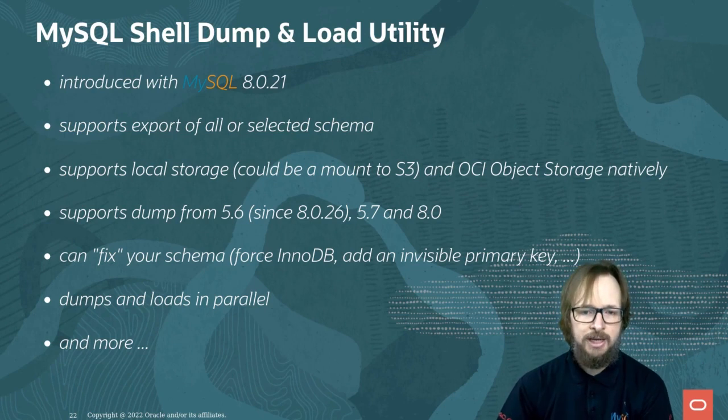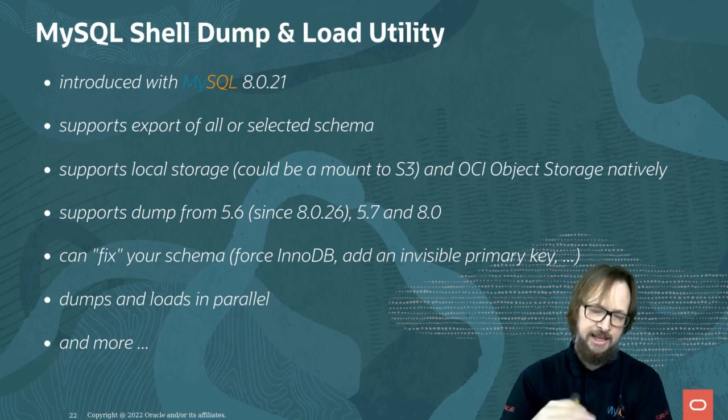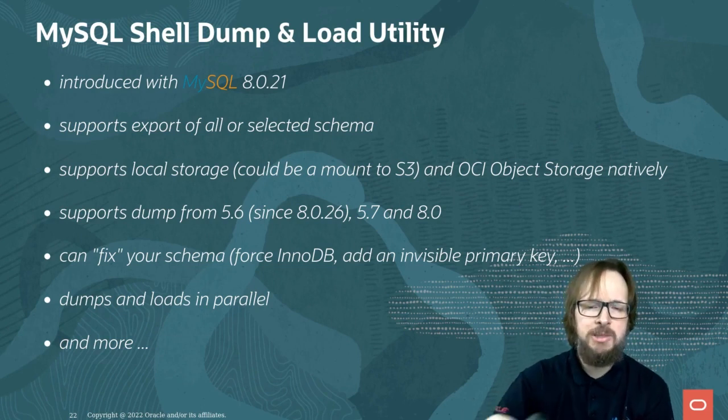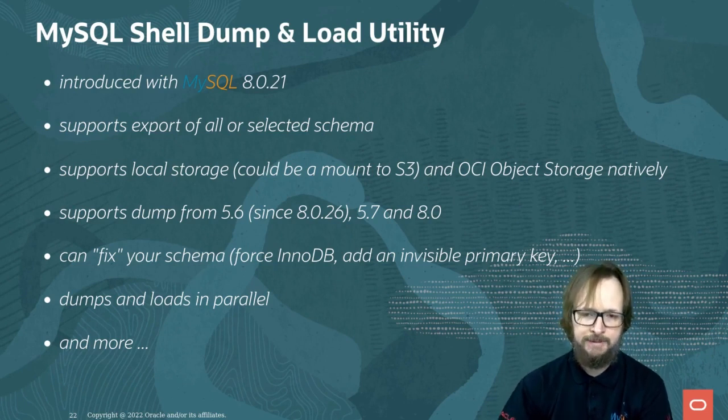It can fix your schema. It can force InnoDB, so you can dump some data that was, for example, not InnoDB and say it has to be InnoDB. For example, if you don't have primary keys, you can say, oh, add an invisible primary key. This is very good when you load the data. Primary keys are very recommended in InnoDB and a must-have when you use HA and replication. You can dump and load all in parallel. And it's not shown here, but you can also start the dump and start the load at the same time, and much more. I recommend you go and check the manual about the dump and load utility.